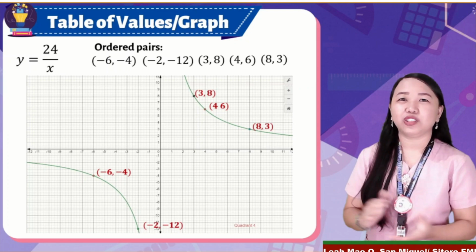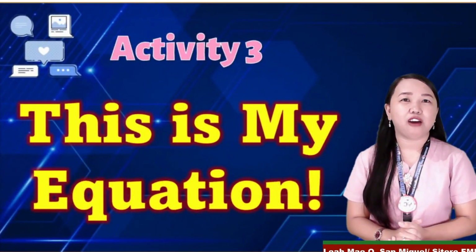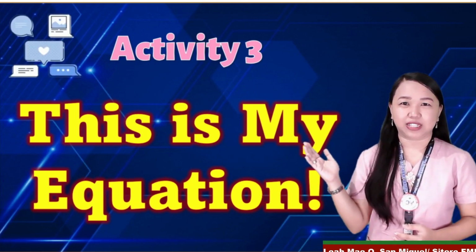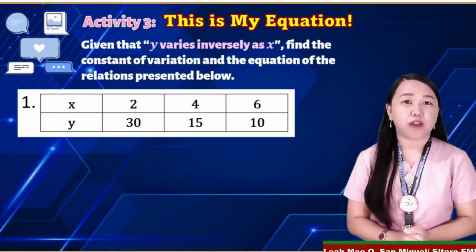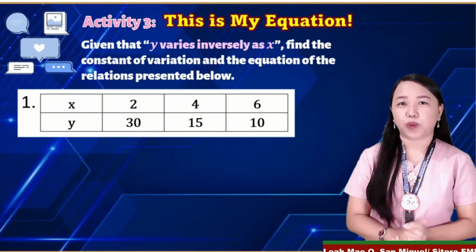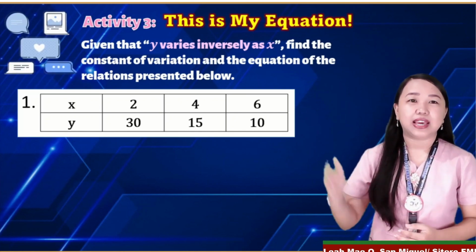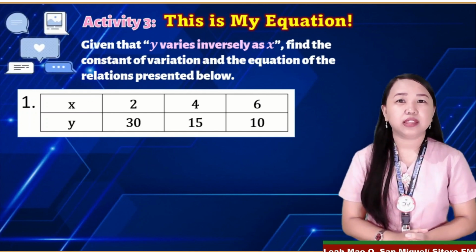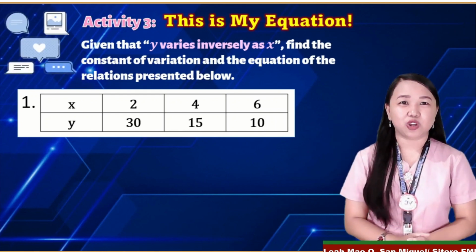Let us test your understanding about translating statements into a mathematical equation, graph, and table of values of an inverse variation by having Activity 3 entitled, This is my equation. Given that y varies inversely as x, find the constant of variation and the equation of the relations presented below. The first given is a table of values. Find the constant of variation and the equation of the relation. You have 10 seconds to key in your answer. Go!